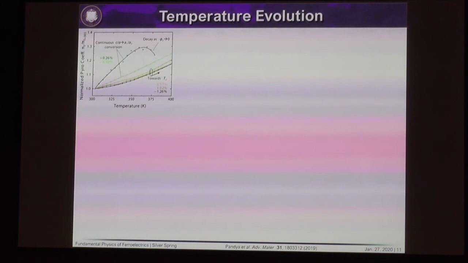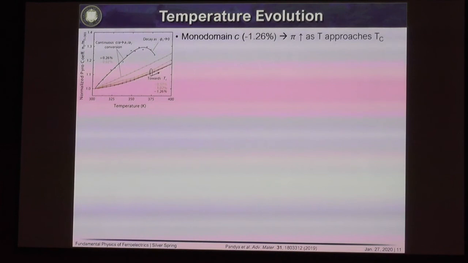We can see this show up a little bit more clearly, perhaps, if we look at the normalized pyroelectric coefficient. This is normalized to the room temperature response of these materials, and we look at it as a function of temperature. So if we start here, this dark curve at the bottom is the monodomain sample, and we see that the pyroelectric coefficient goes up as the temperature goes up and approaches TC. This is what we would classically expect to happen in the system.